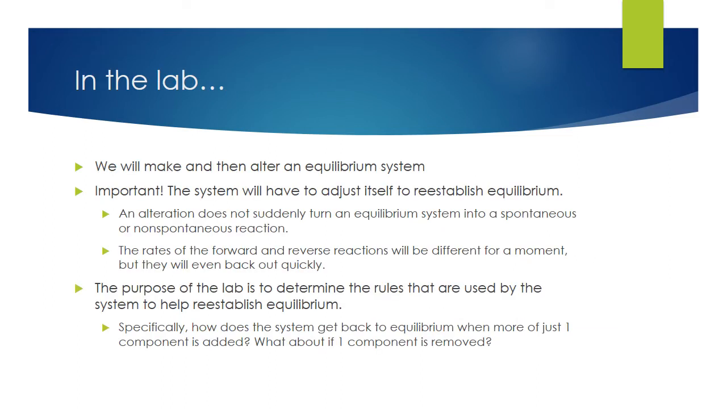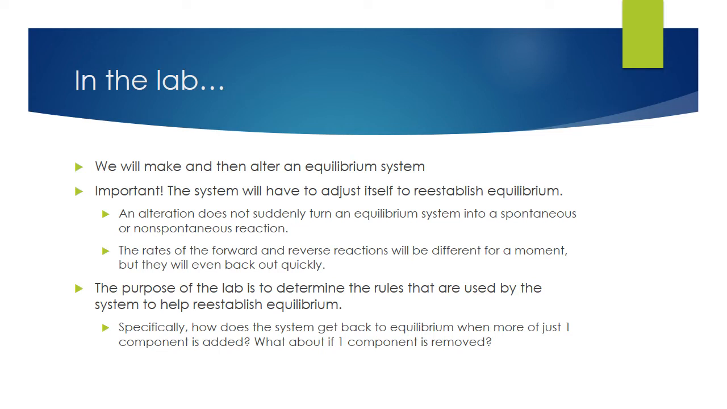In the lab, we're going to make an equilibrium system, and then we're going to alter it. A couple of important things: the system has to adjust itself to reestablish equilibrium. Once it's at equilibrium, a small change doesn't suddenly make it spontaneous or non-spontaneous. It will have to reestablish an equilibrium, and at the new equilibrium, those rates will be equal again.